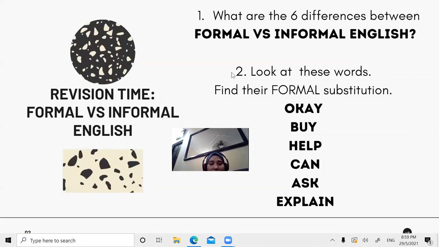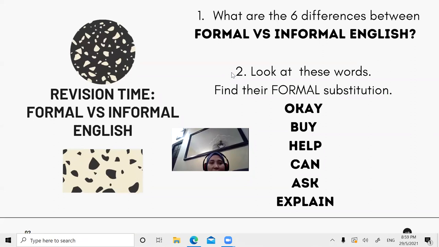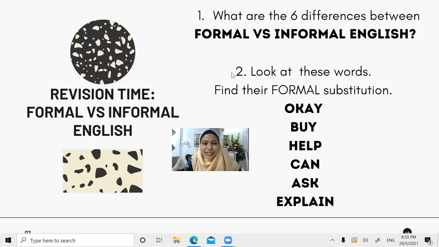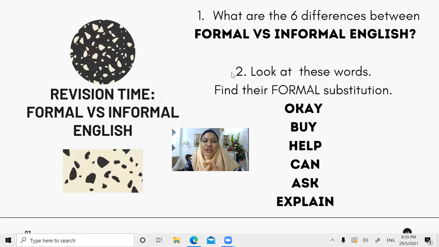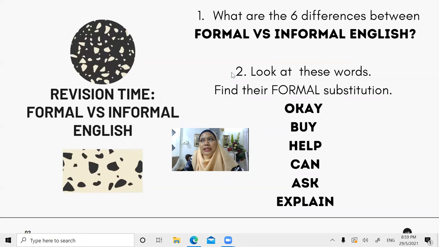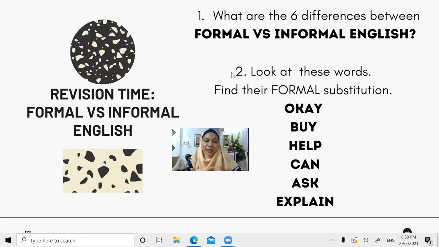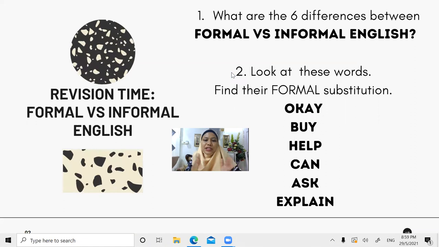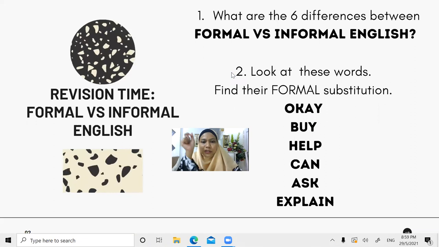She has arrived, for example, is informal, right? But when you want to shorten it, it becomes she's arrived. Or, for example, I'll go there. That's the informal way of saying it. If you want to turn it into formal, you say, I would be there soon. So it's longer, it's more polite, and there's no contraction. There's no apostrophe.